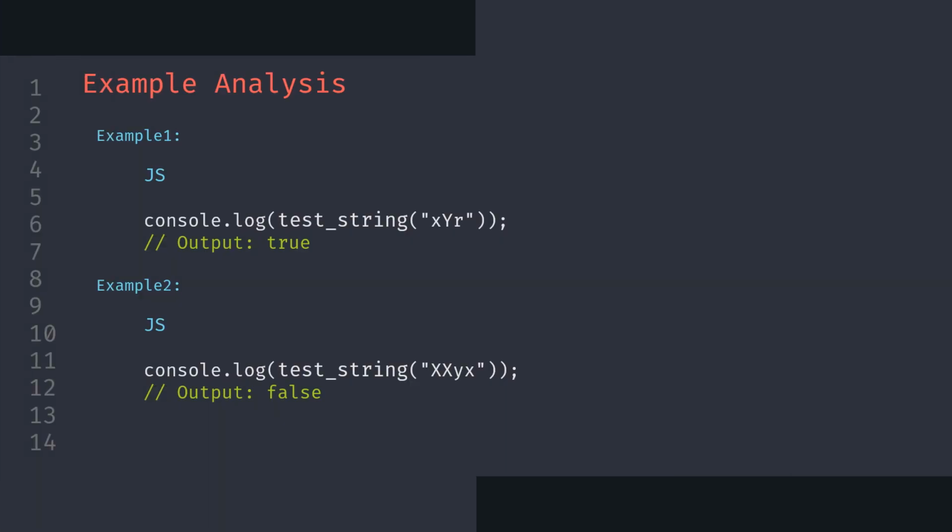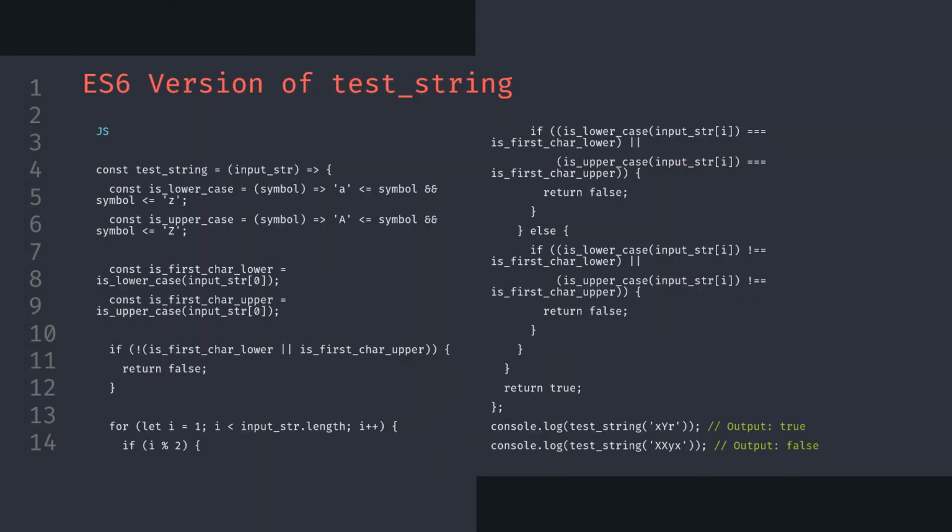Let's analyze these examples. In the first example, the characters alternate correctly between lowercase and uppercase, so the function returns true. In the second example, two consecutive uppercase characters violate the condition, so the function returns false. The ES6 version introduces modern JavaScript syntax, including arrow functions for cleaner and more concise code, const declarations for immutable variables, and enhanced readability while retaining the same logic.